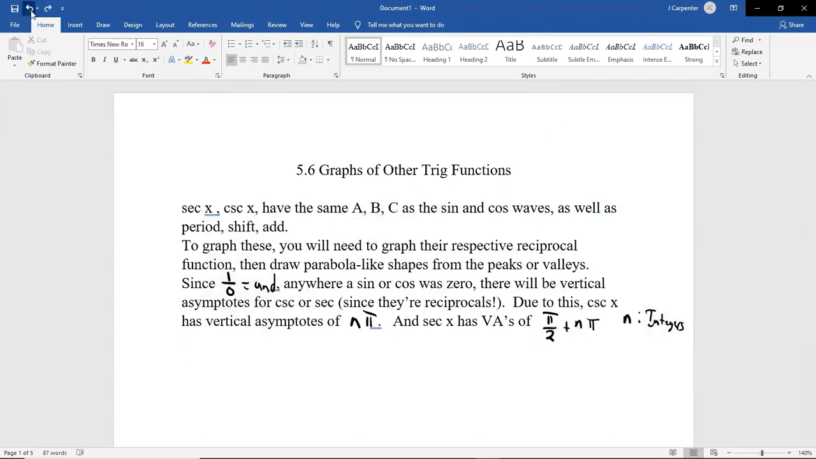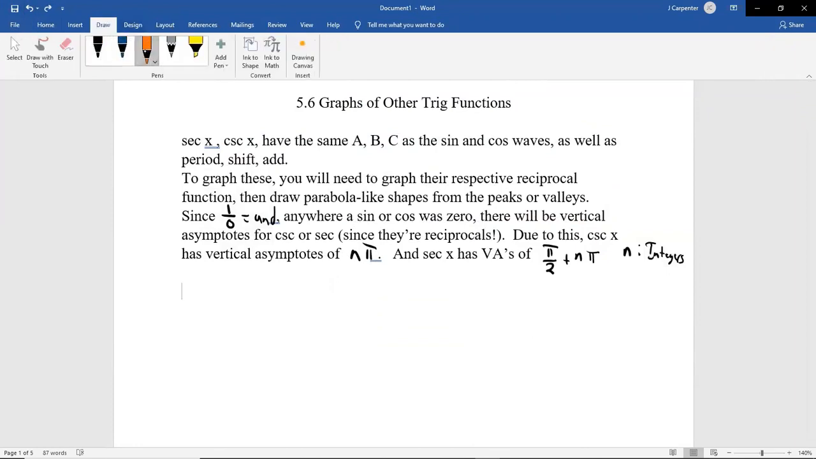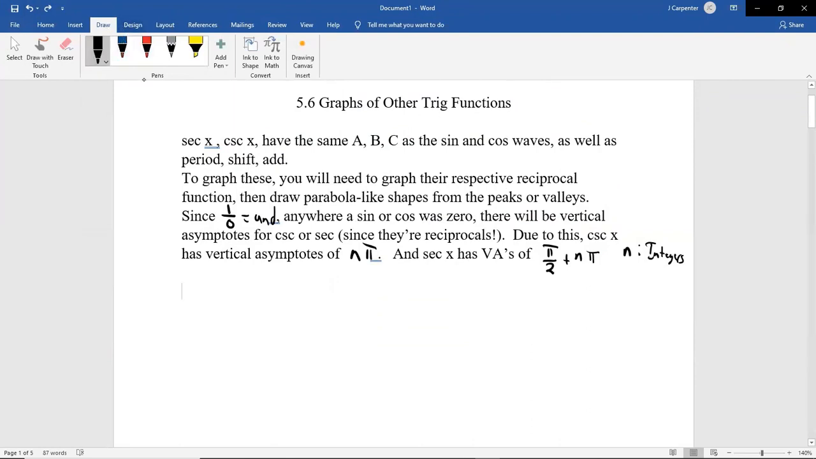We haven't even gotten to the picture yet. All right, so what does this look like? Here's the process. I want red there, okay. So for y equals, we're going to do cosecant first, because that's the flip of sine. For the graph of cosecant of x, what we first do is graph y equals sine of x.